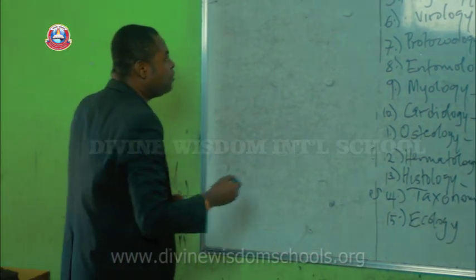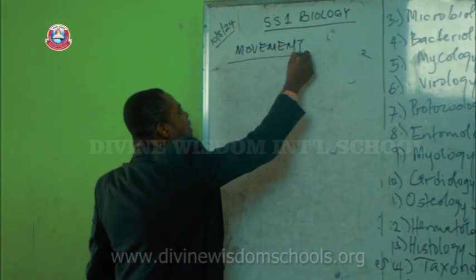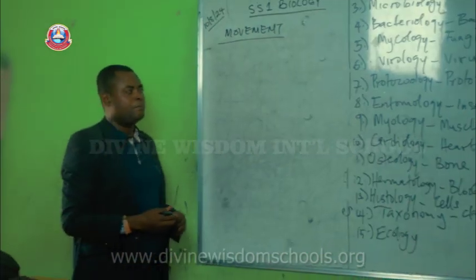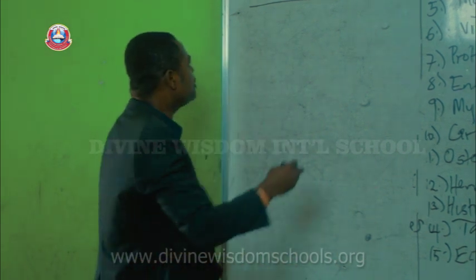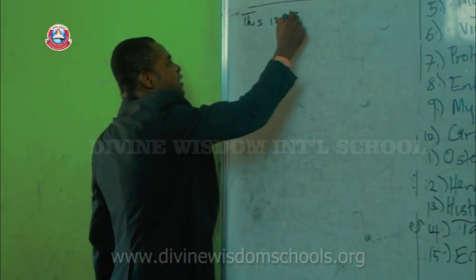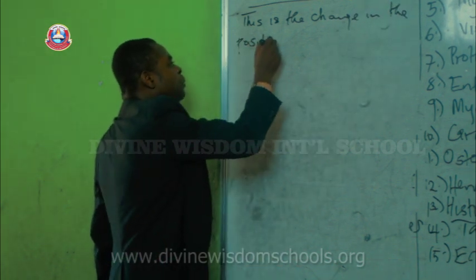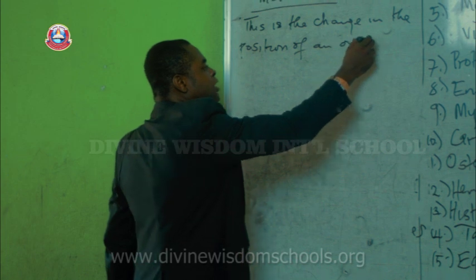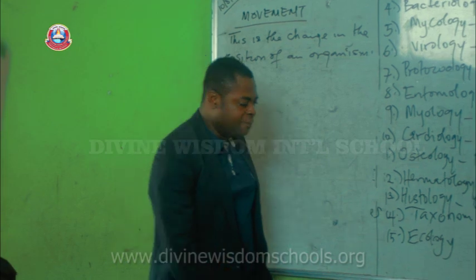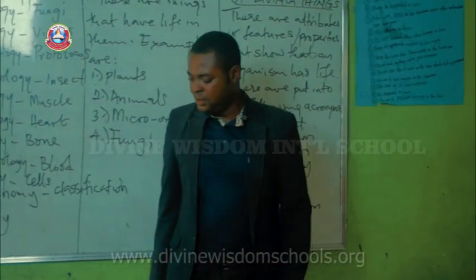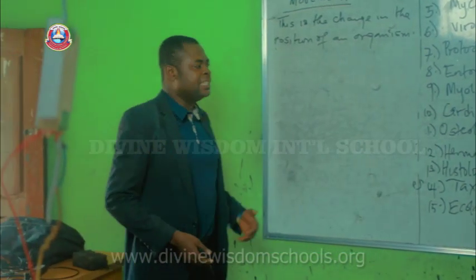Movement. When we're talking about movement, it is the change in the position of an organism. If I am here, and I live here, I change my position, I come to this place. I have moved. So that is movement. Now, I've seen a WAEC question, they say define movement. Then this is what you have put down.